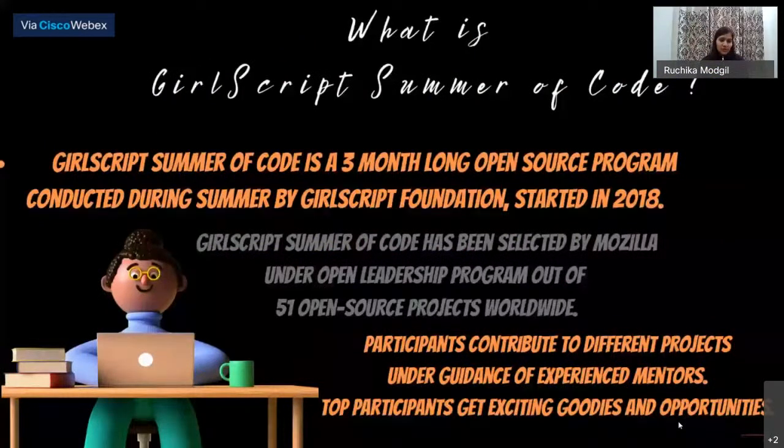So let me again come back to the introduction of GirlScript Summer of Code. A 3-month long open source program conducted every year during summers, and it started in 2018. And thank you everyone for always loving and supporting us. And this year too, we are expecting great applications from all of you. The main motive of GirlScript Summer of Code is to promote the value of open source among beginners and to get them started with open source development.